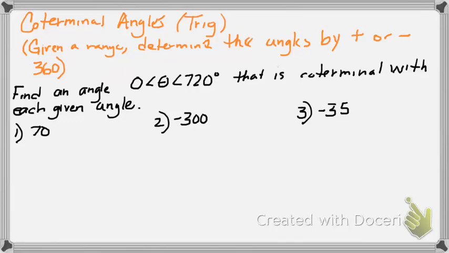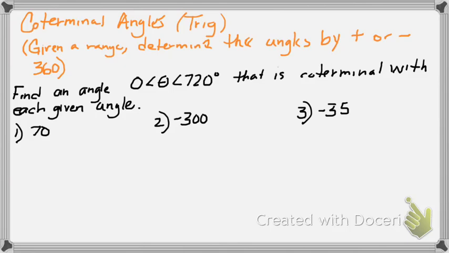In this next trig topic, I'm going to talk about coterminal angles. Coterminal angles are basically as you go around in a circle, you keep hitting upon points. So you keep adding 360 or subtracting 360 from a given angle. Now, in parentheses, you're given a range. They'll tell you what your angle can be.